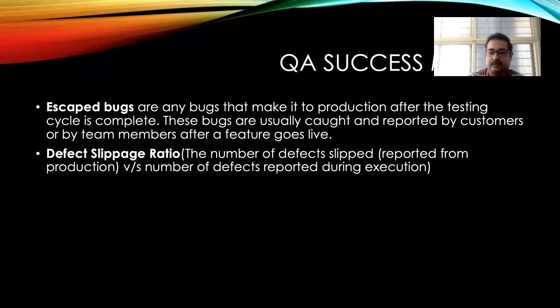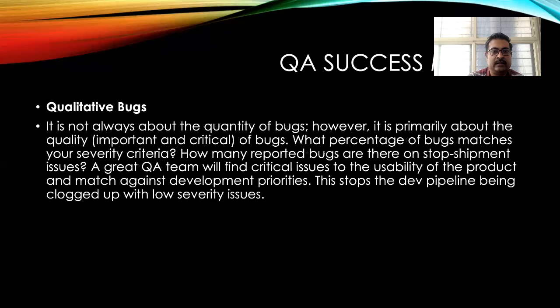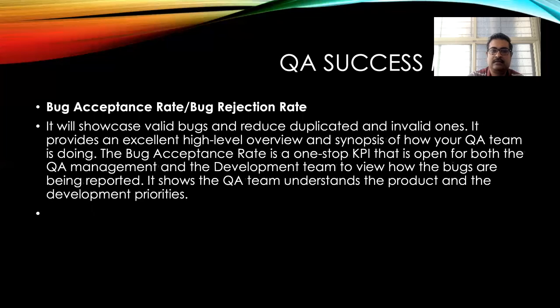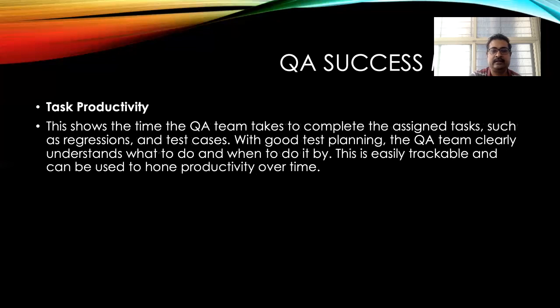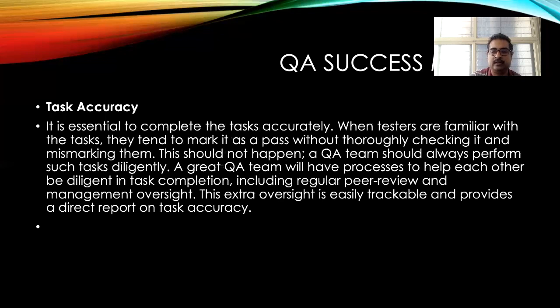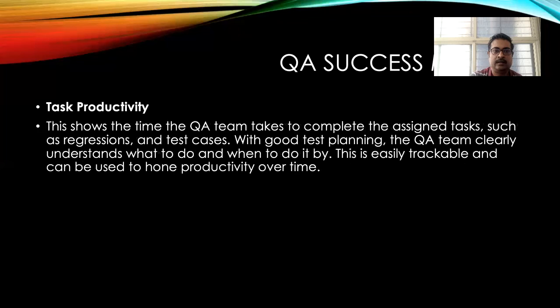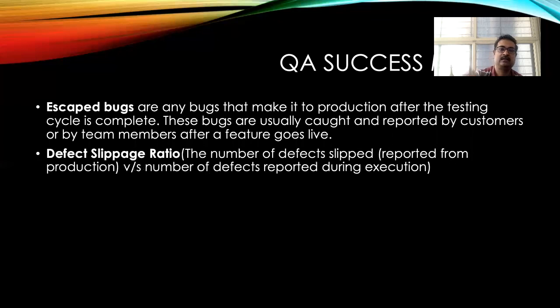But this is also an important criteria. So let's go through all the 5 criteria. First one is bug acceptance rate or bug rejection rate. Of the bugs you're reporting, how many bugs are getting accepted, and the quality of your bugs, whether they are low priority, less severe, or high quality bugs like critical or showstopper, right? Then the task productivity, how quickly and how efficiently you're able to do it, then task accuracy, how accurately you do it, and the 5th one is the defect slippage ratio or escape bugs, the bugs which escaped from the testing.